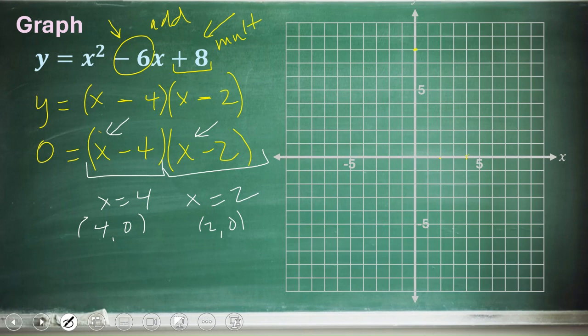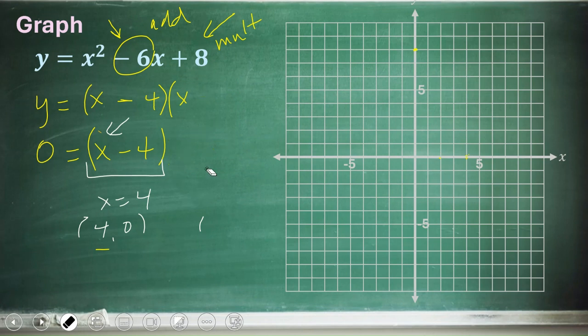And here is the cool thing about math and patterns: because parabolas are symmetrical, the vertex has to fall directly between the two roots. So if I know that one root is at 2 and the next is at 4, I know that the x coordinate of my vertex has to be 3 because it has to be equidistant from both of those. So I'm going to erase this here so we have some room to write.